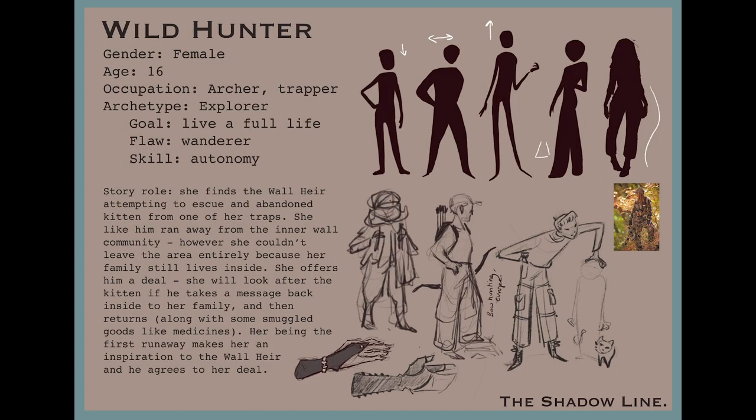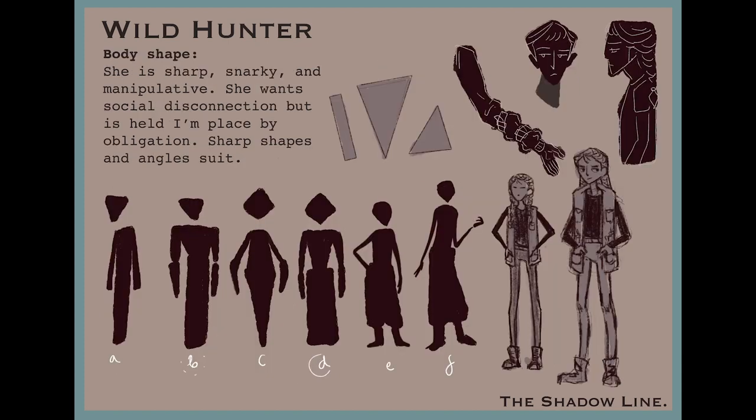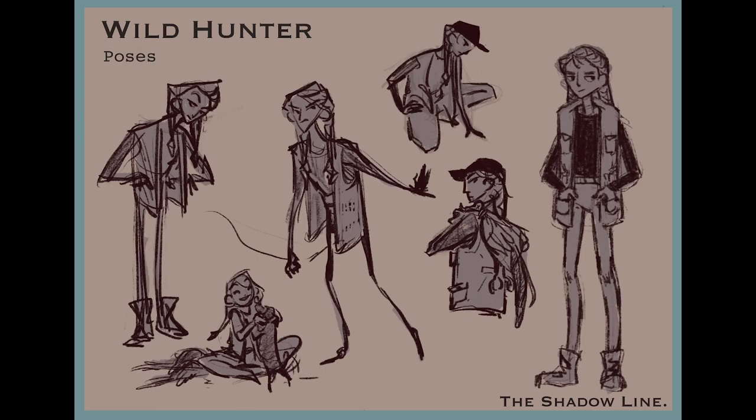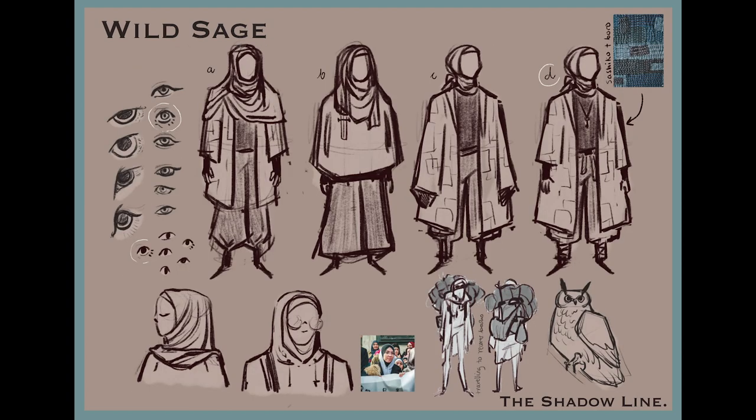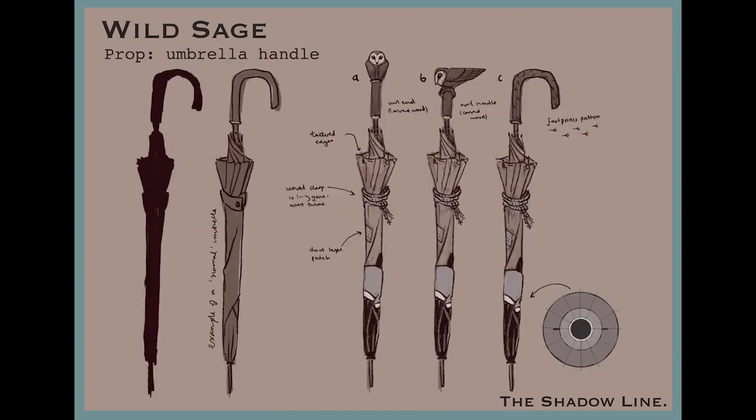This outside help comes in the form of a 16-year-old hunter living outside the compound. The boy meets her after finding the kitten in one of her traps, and he begs her to help him look after it. She sees this as an opportunity to use him to smuggle hard-to-get supplies like medicines, and makes a deal. The last character is an eclectic librarian who travels the country with her pygmy owl companion. Her library provides refuge for the boy and his cat.